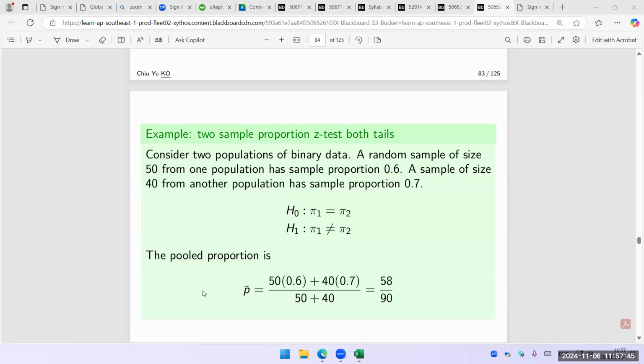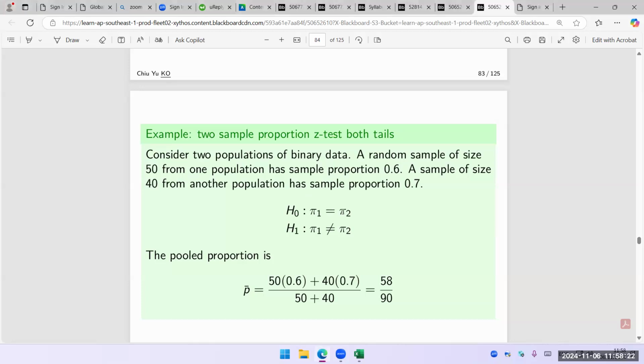The first thing to do is forget about boys and girls. How many boys like curry? 50 times 0.6, 30. How many girls like curry? 28. 30 plus 28 is 58. So if you forget about the group, 58 over 90 is the proportion of people who like curry food. That is the best guess if you forget about the grouping.